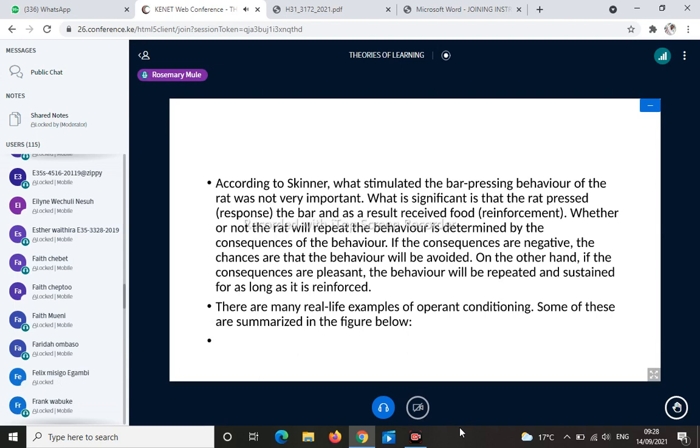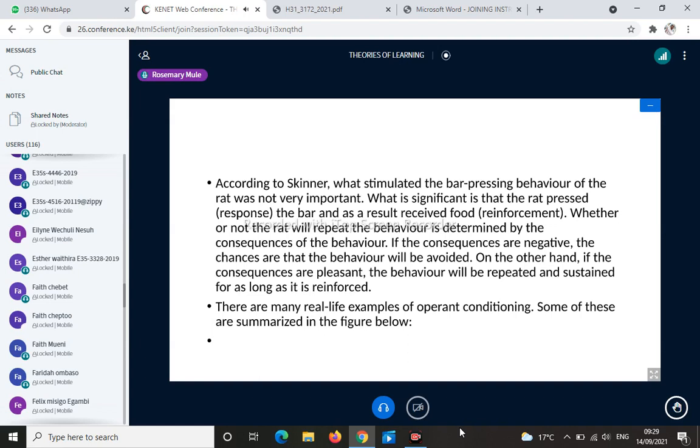So there are many real-life examples of operant conditioning. Some of these are summarized in the figure below. So before I move away from that slide, we see what is happening in this B.F. Skinner's operant conditioning learning theory. It is a deliberate move in the first place. And if the move is made and there is no positive outcome, after several trials, the move will be avoided.